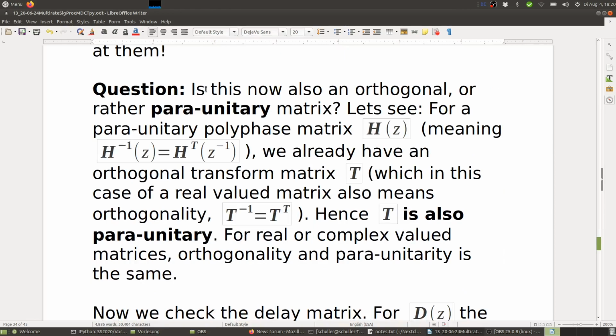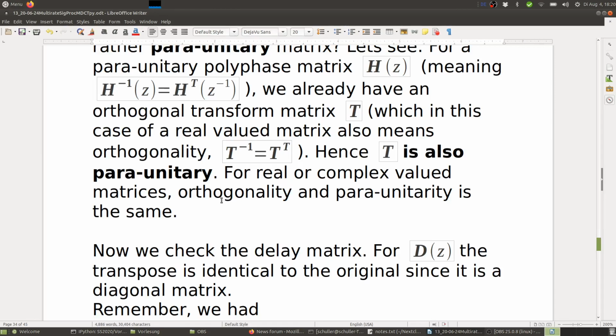So, question, is this now also an orthogonal or rather paraunitary matrix? Let's see. For a paraunitary polyphase matrix H of z, meaning H inverse of z is H transpose of z to the -1, we already have an orthogonal transform matrix T, which in this case of a real valued matrix also means orthogonality. So T inverse is T transpose. Hence, T is also paraunitary, right? Because there's no z. For real or complex valued matrices, orthogonality and paraunitarity is the same.